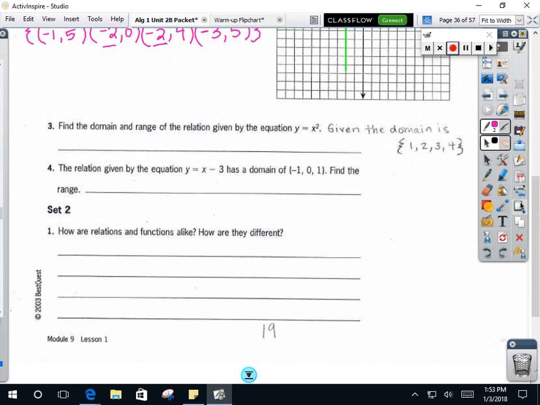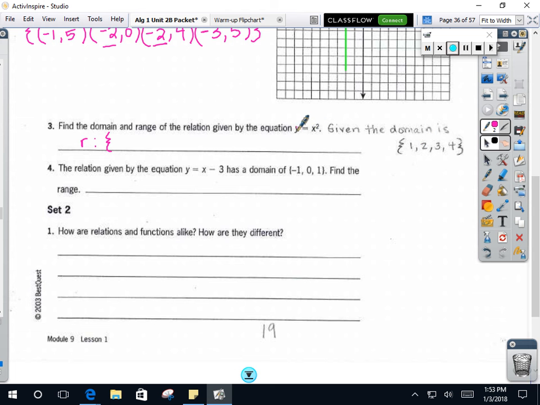All right, number 3. Find the domain and the range of the relation given by the equation y equals x squared, given the domain is 1, 2, 3, 4. Okay, so they gave us the domain. They want us to find the range. And all they gave us is an equation this time to represent the relation. Well, domain is what? X values. So aren't 1, 2, 3, and 4 all x values? So couldn't they simply be substituted in the x place?